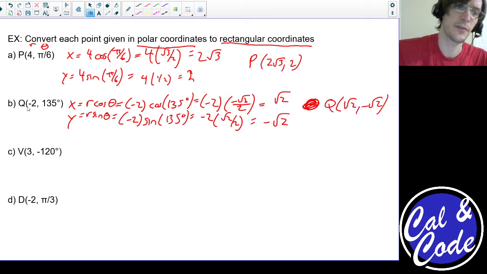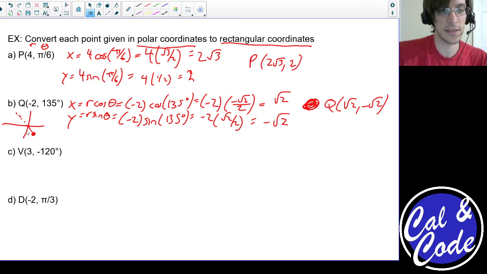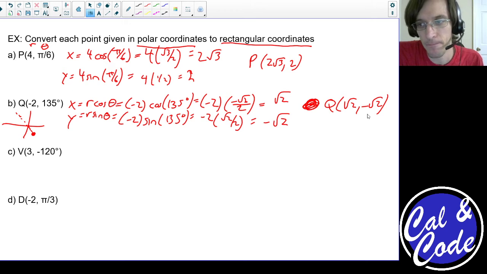Just to make sure about this, let's think about it. If I'm going 135 degrees, but in the negative direction for r, that'd be going this way, 2 spaces out, and I'm thinking about where that is. That's in the 4th quadrant. Is root 2, negative root 2 in the 4th quadrant? Yes, it is. I must have done something correct. With these, you should be able to think about where the point should be so you can come to a conclusion about whether or not you're ending up with the right thing.